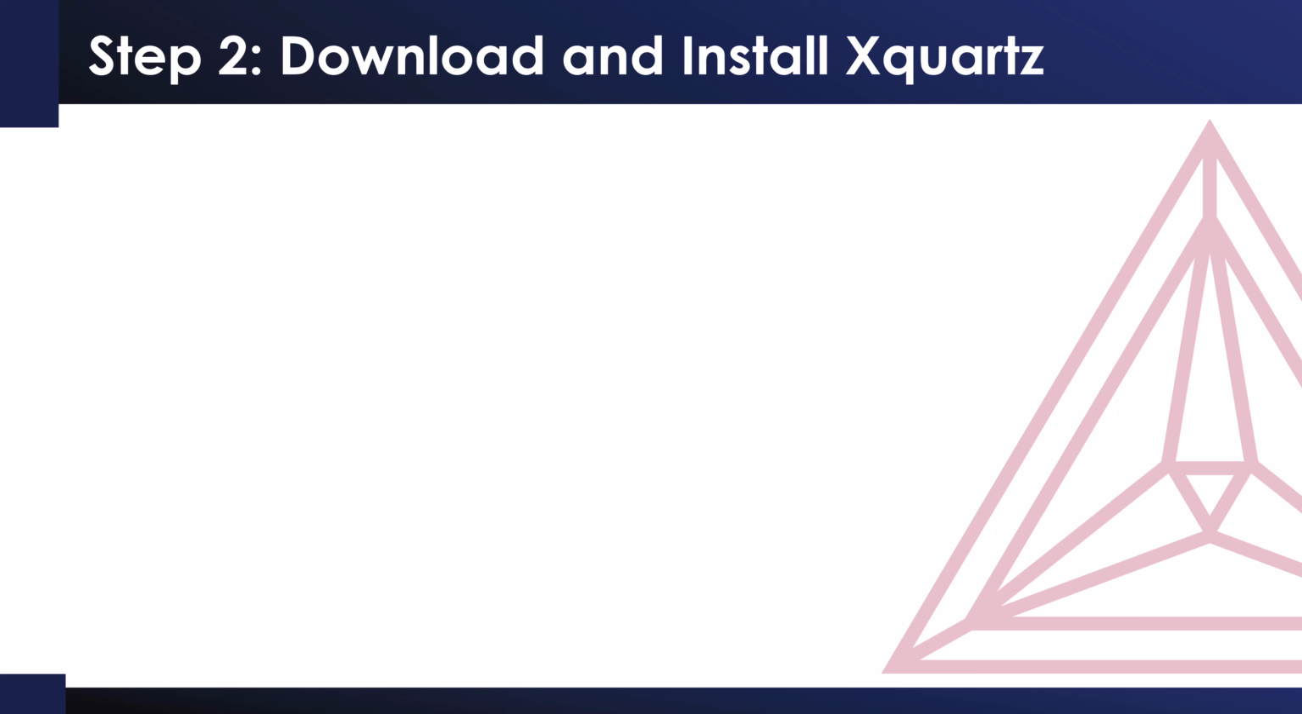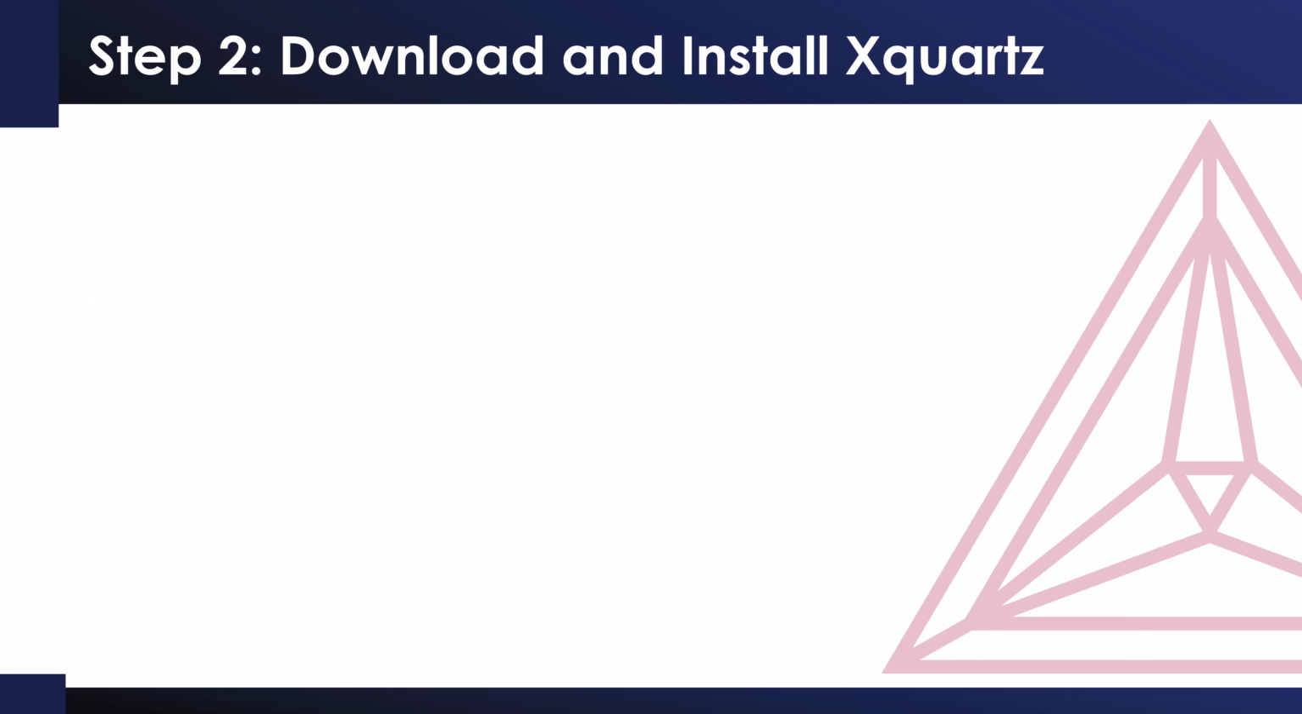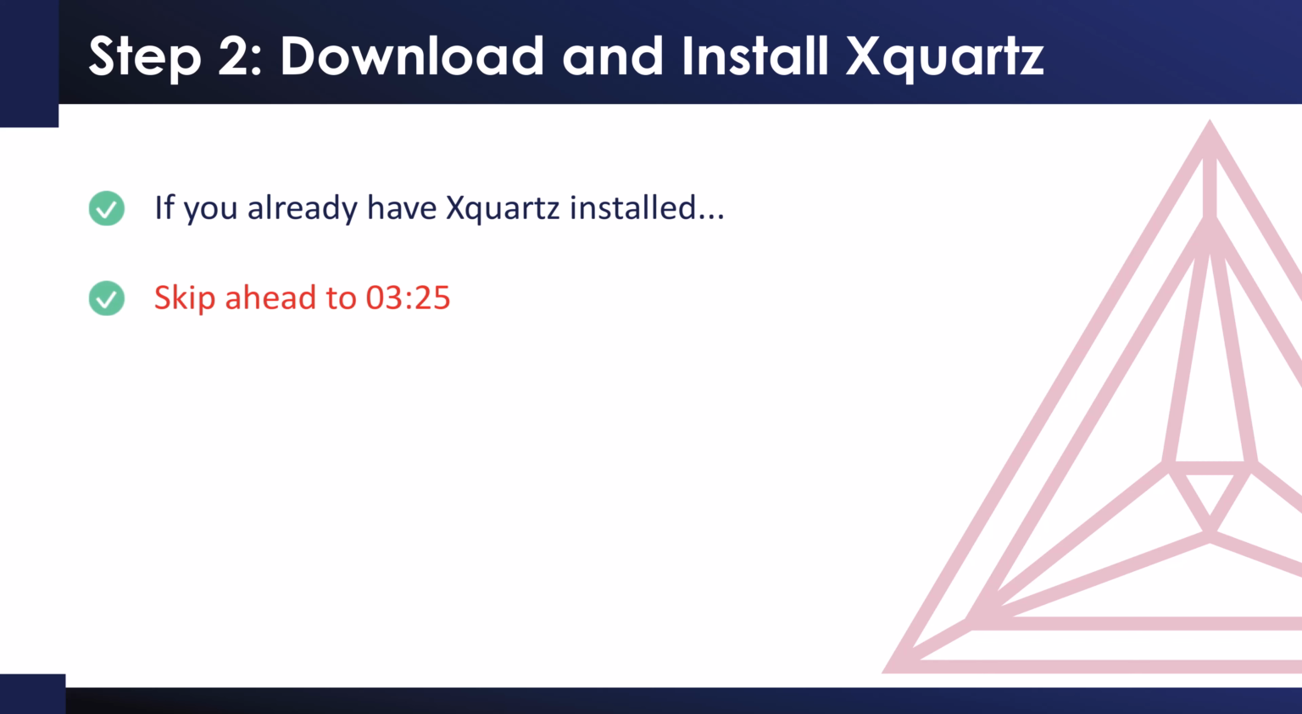The second step is to install the Mac installer, XQuartz. XQuartz can be installed before or after you install Thermo-Calc, but in this video, I'll install it first. If you already have XQuartz installed, skip to step 3.